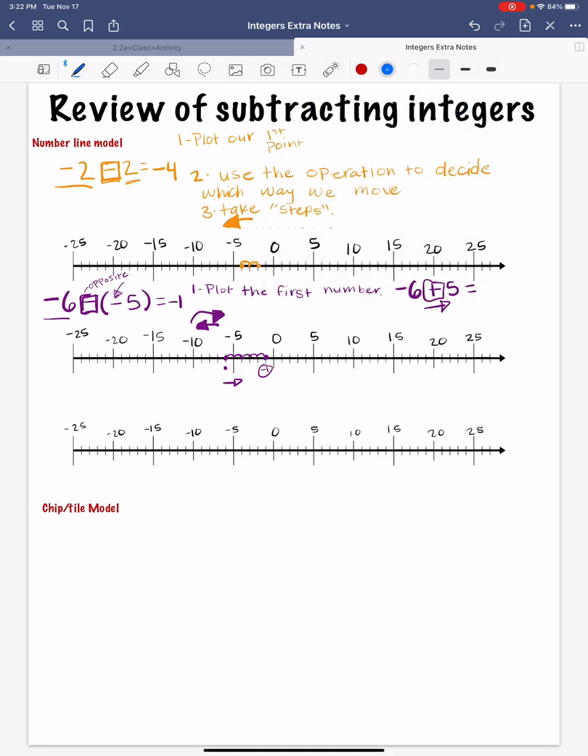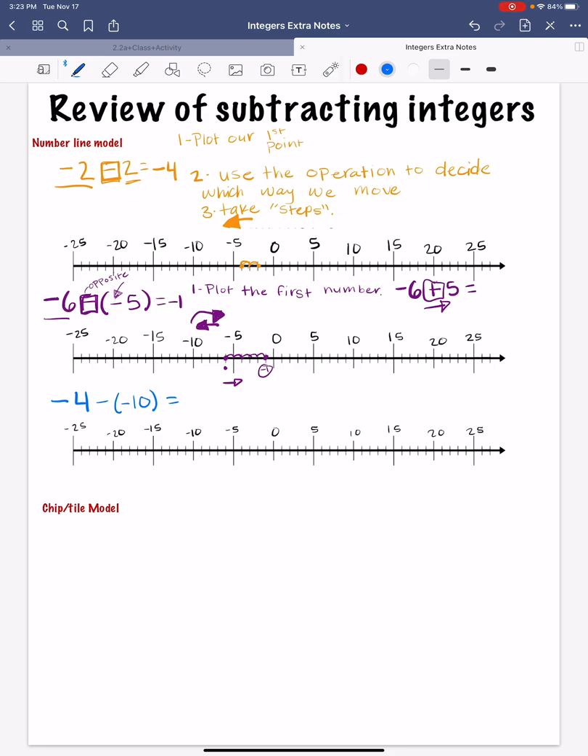Okay, hopefully you're all caught up. You pause the video, you're ready to go. Now we're gonna try this one on your own. So you guys are gonna try to do -4 subtract negative 10. So pause the video and model that on your last number line.